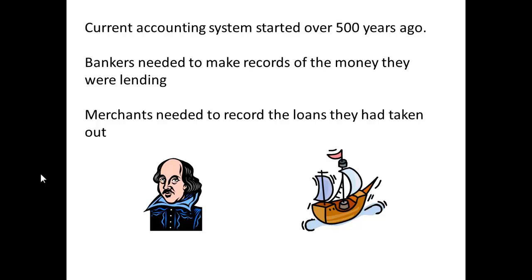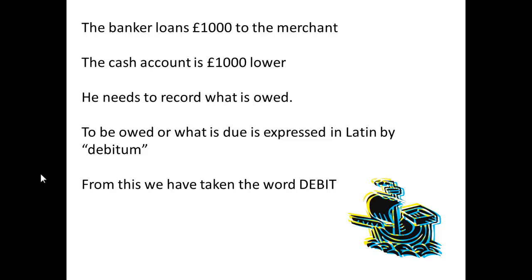Our current accounting system began over 500 years ago when bankers used to lend money to merchants, and merchants would repay the bankers when they had their goods and had sold their goods. So the bankers had to keep records of the money they were lending out, and the merchants needed to record the loans they had taken out.